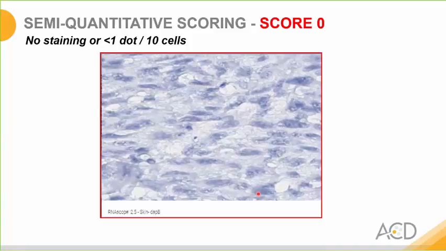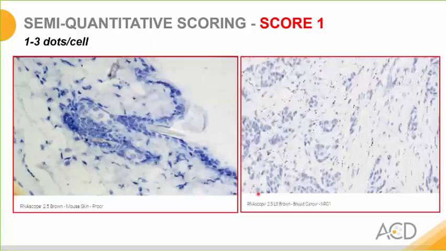A representative example of a semi-quantitative score of 0 for this scoring system that we just went over is shown in this panel, with clearly absent dots in this photomicrograph. These panels show a score of 1, with most cells containing between 1 and 3 dots. The dots are a little bit difficult to visualize because of the darker hematoxylin stain on the left, but there is approximately one dot per cell visualized. It is a little bit easier to see in the cells in the right-hand panel, where you clearly see that it's in the range of 1 to 2 dots per cell.